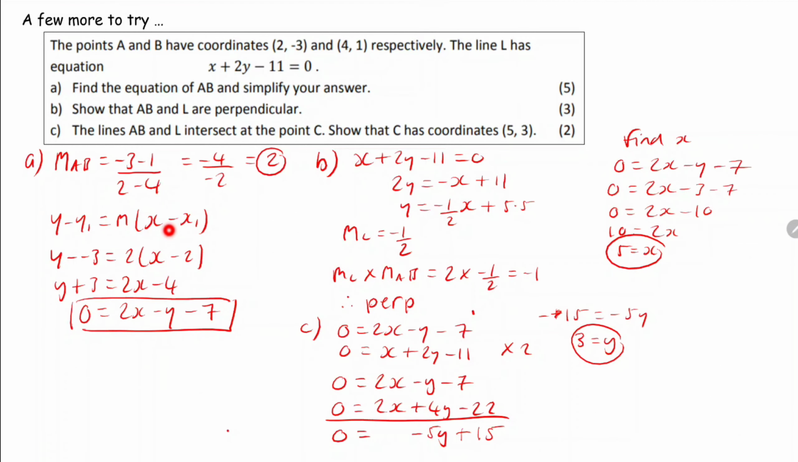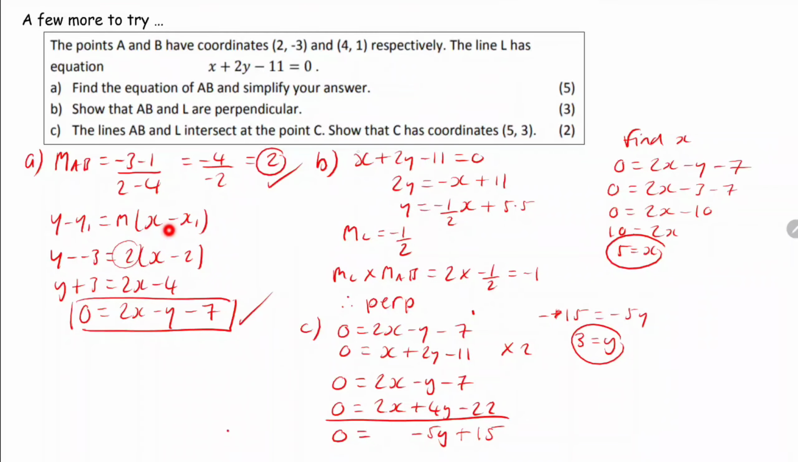So here's the solution for this question. Step 1 was to find the equation of AB, which is to find the gradient first, which was 2. Then substitute the gradient in the equation of a straight line, simplify, that gives you the answer 0 equals 2x minus y minus 7. Part B, you have to show the lines were perpendicular.